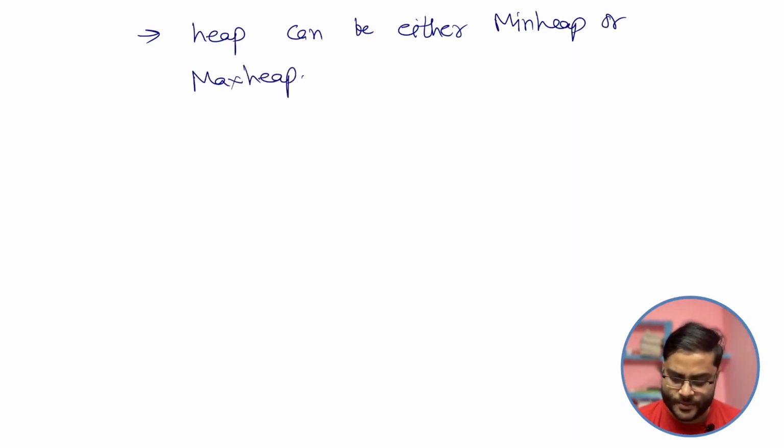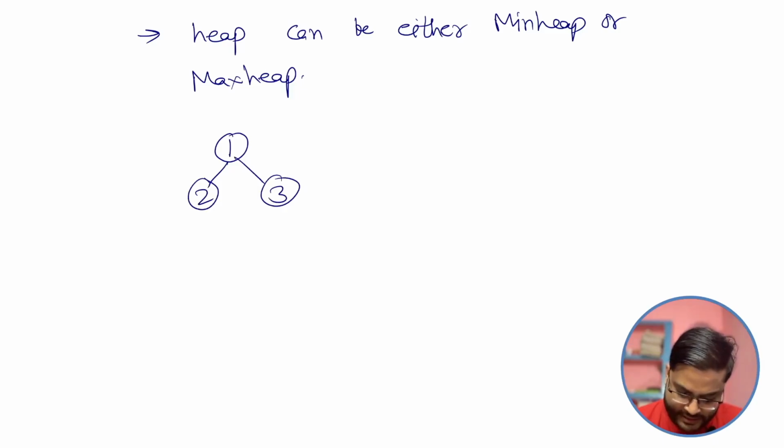Now what are these terms? MinHeap and MaxHeap. What are these? So let's understand using an example. I know how to draw a complete binary tree. Okay, so let's say I draw a complete binary tree. Let's say I take 1, then 2, then 3, then 4, then 5, then 6, then 7.